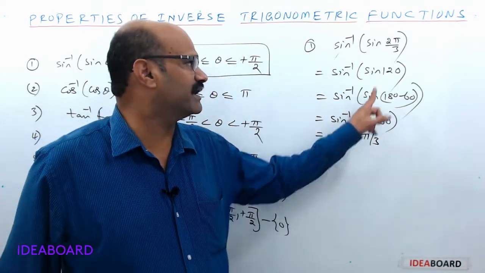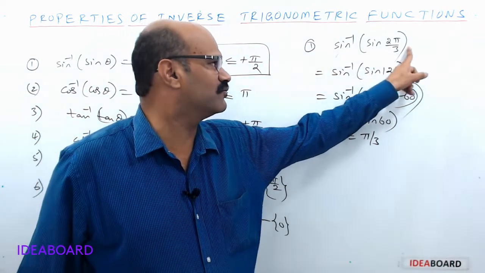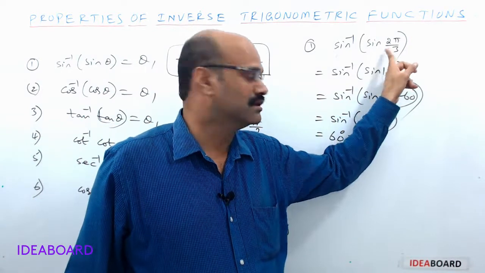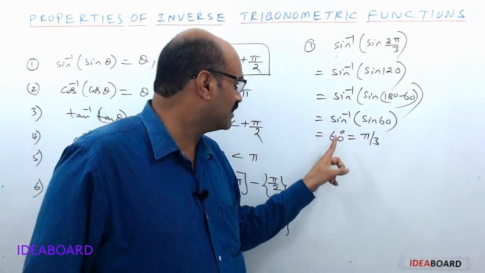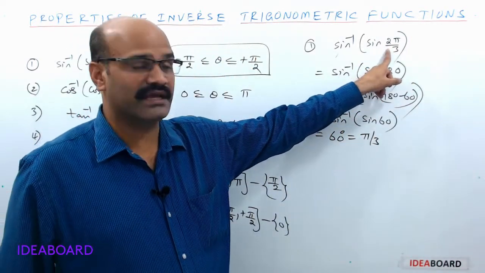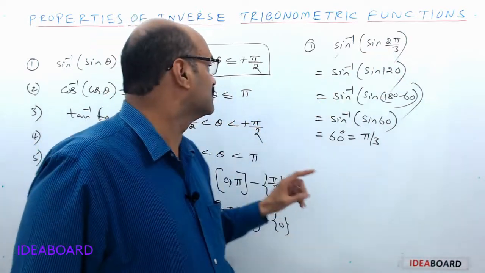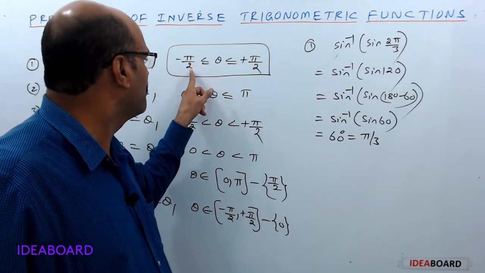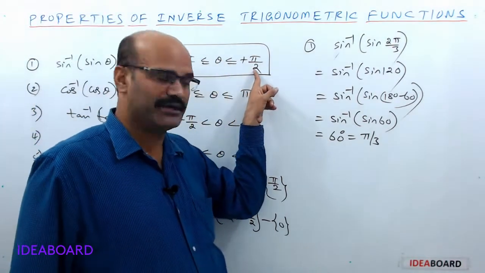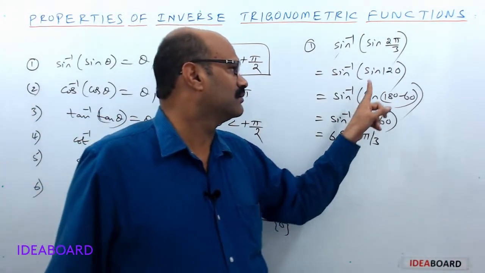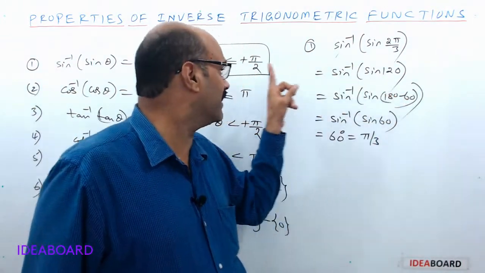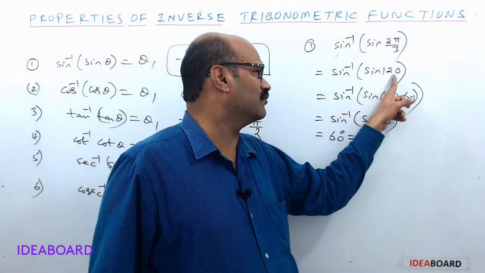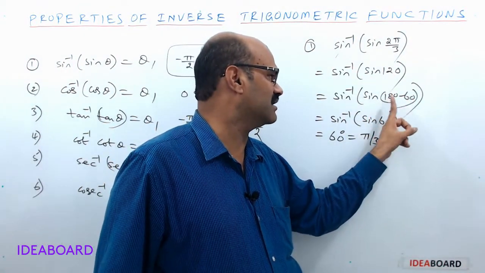Here we should not write directly sin inverse of sin theta equal to theta equal to 120. We have to convert the given problem into the form of sin inverse of sin theta in such a way that it lies between minus pi by 2 to plus pi by 2. Here 120 is not lying between minus 90 and plus 90. So we should write 120 equal to 180 minus 60 and then simplify.